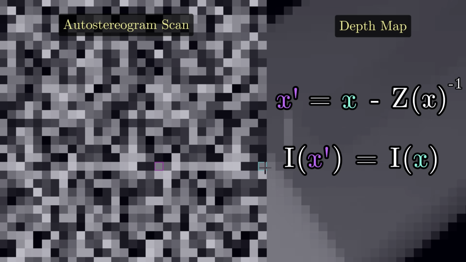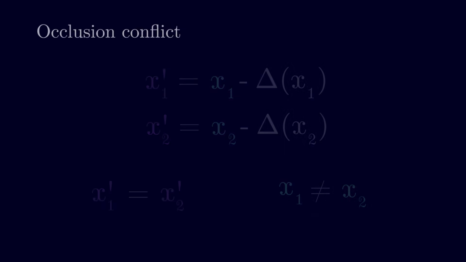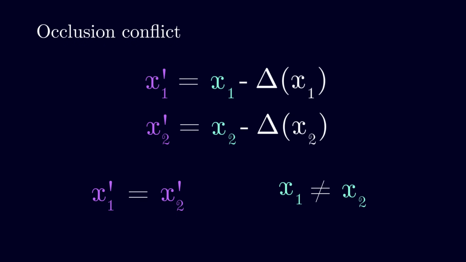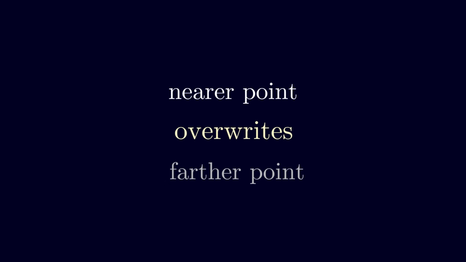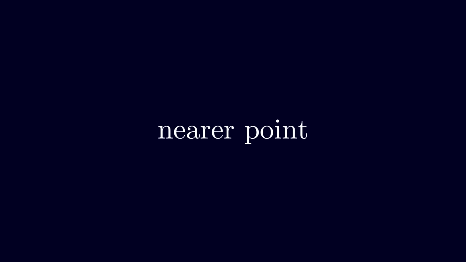You might think, wait, what happens when overlaps occur? When two points try to map to the same pixel? That's where occlusion comes in. If a nearer surface and a farther one both want the same pixel, we show the nearer one. Because in real vision, closer objects always hide those behind them. That's what keeps the geometry believable.